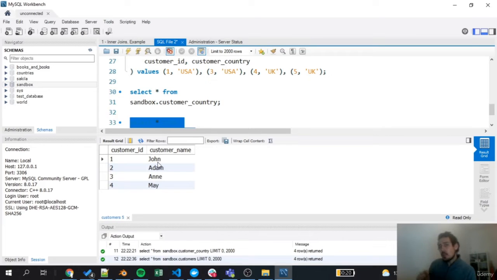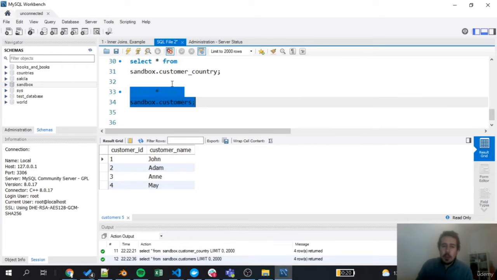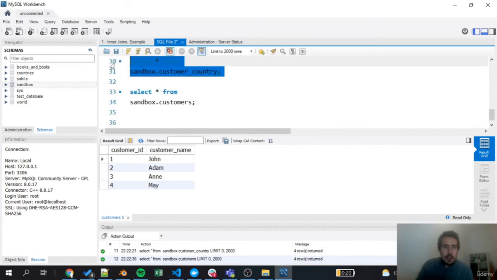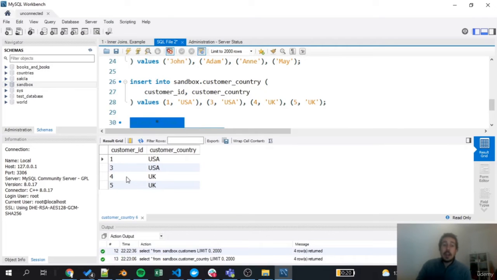Now I would like to join this data with the customer country, so I'd like to have the country of these customers. Now notice something extremely interesting: I have customer ID 1, 2, 3, and 4 in this table. But on the other table, there's something odd. I don't have the country for customer number 2.